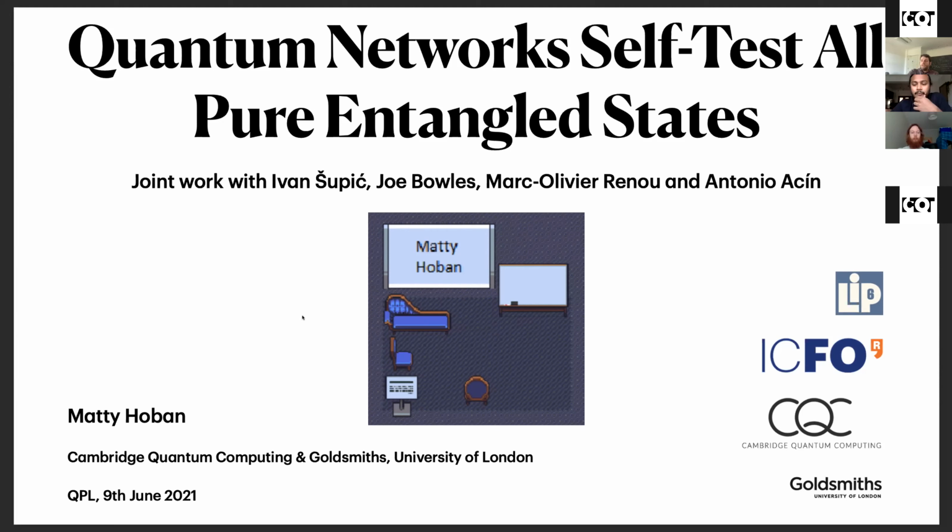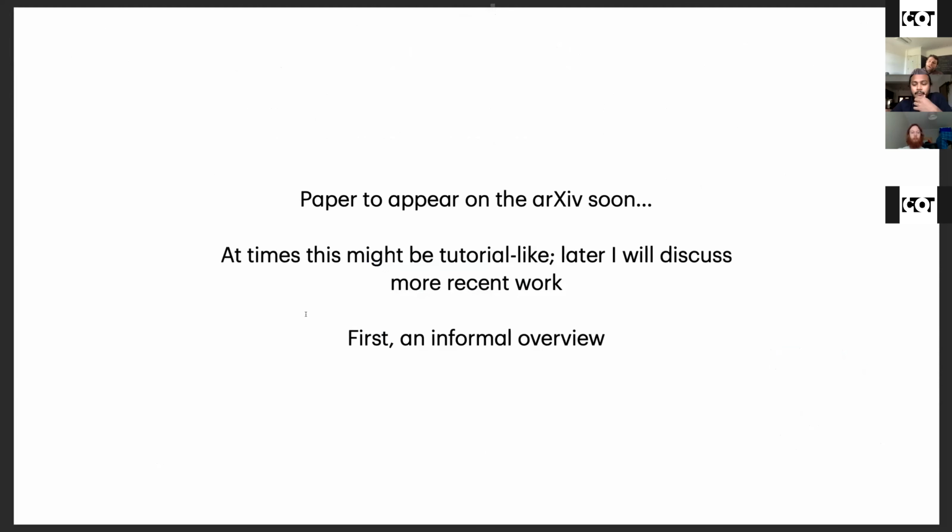Right, I hoped to be giving this talk with a paper on the archive. But yes, it's not on the archive yet. It should be appearing on the archive soon. So I think this tempered a little bit what I'm going to cover in the talk. And at times when I was arranging things, I realized this was turning into a bit more like a tutorial than a talk. But yes, I'll be setting things out, and then at the end, I'll be discussing some more recent work that we've been working on.